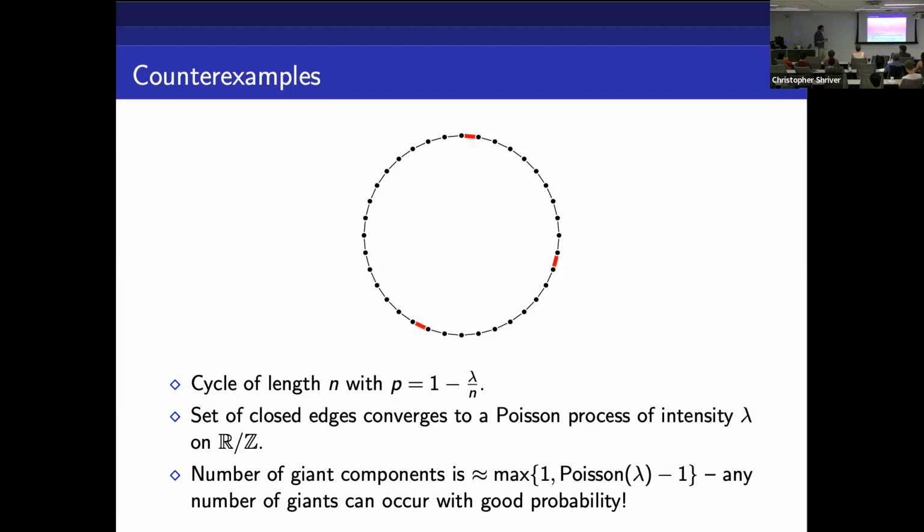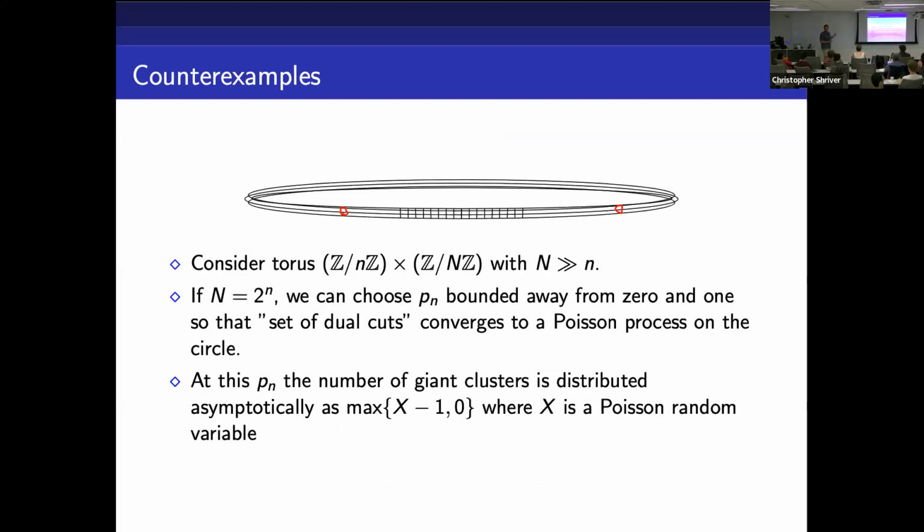Okay. Now, of course, in this example, you still have a right to complain because, okay, it's bounded degree, but P is very close to 1. So maybe we just don't care about P being very close to 1. It's sort of degenerate.